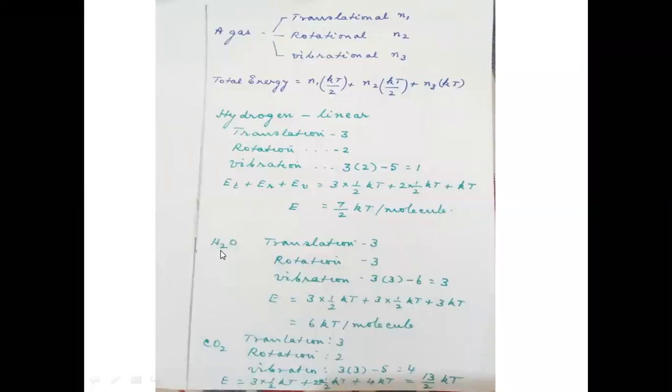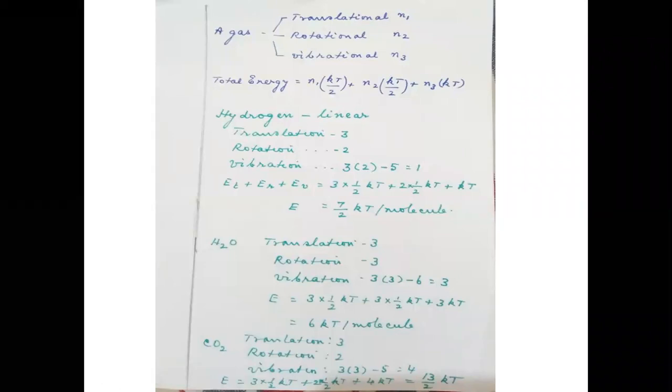For a water molecule, there are three translational motions. Rotation is also three, because water is a non-linear molecule. So vibrational motion is 3N minus 6. What is the 6? 6 is the combination of translation and rotation, where N is the number of atoms, here 3. So 3N is the total degrees of freedom, minus 6, so you are getting 3. So water has 3 normal modes of vibration.